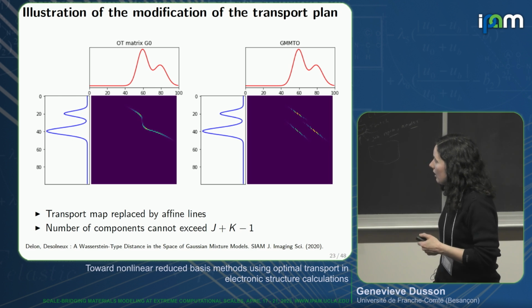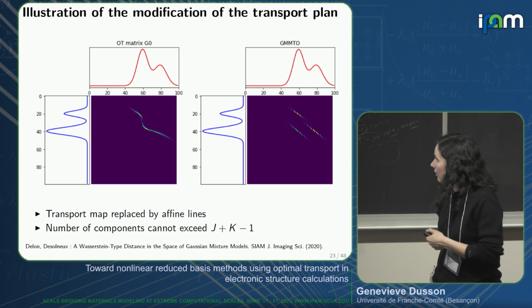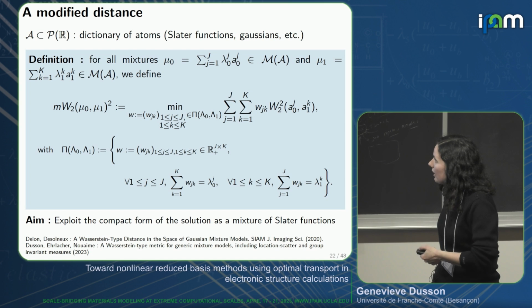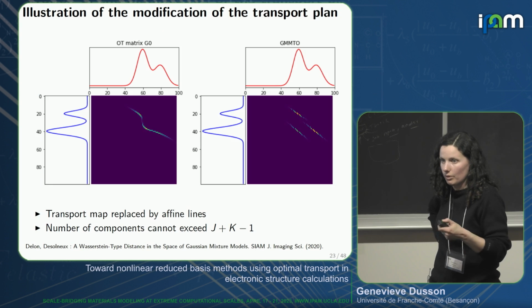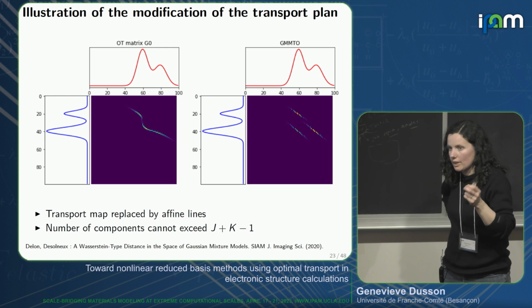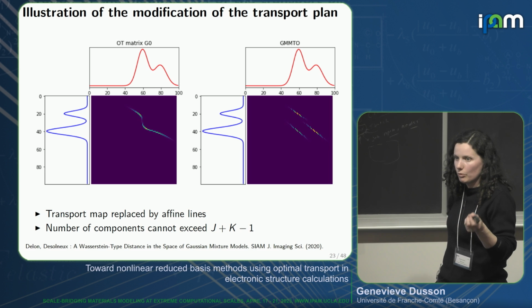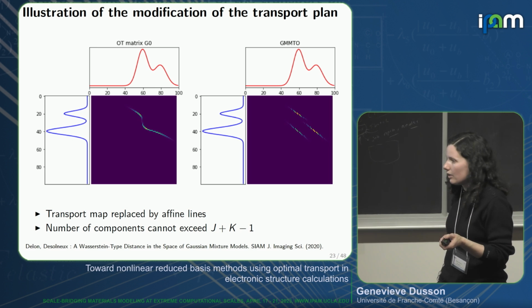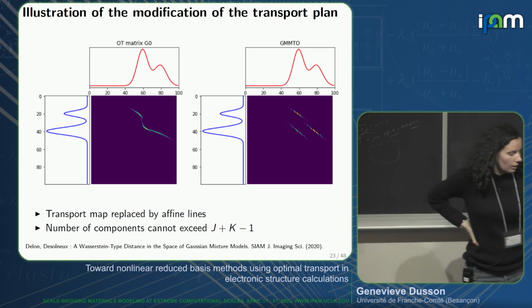And a nice point is that the number of non-zero components in this minimization problem cannot exceed J plus K minus 1, so the sum of the numbers of components, while the size of the matrix is J times K. So in some sense, the number of non-zero components stays linear, even if we have a problem that looks quadratic.